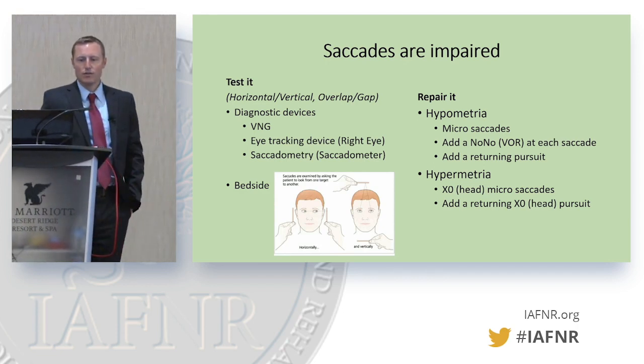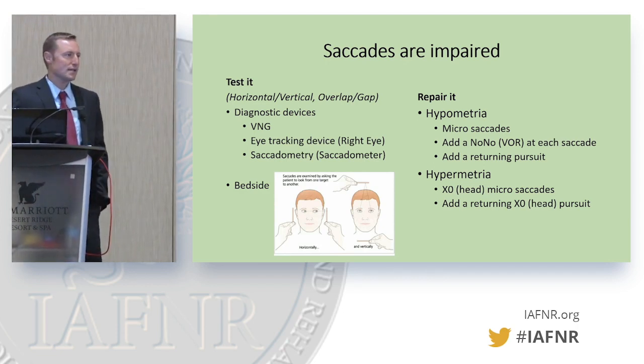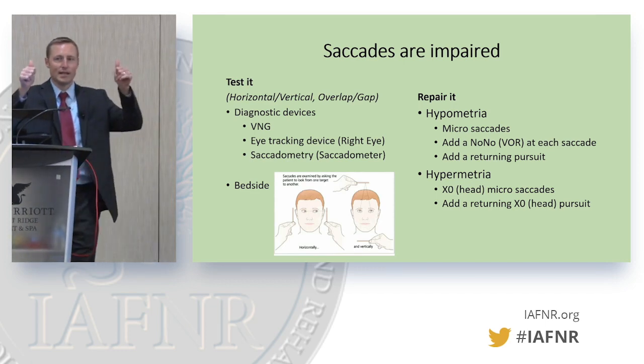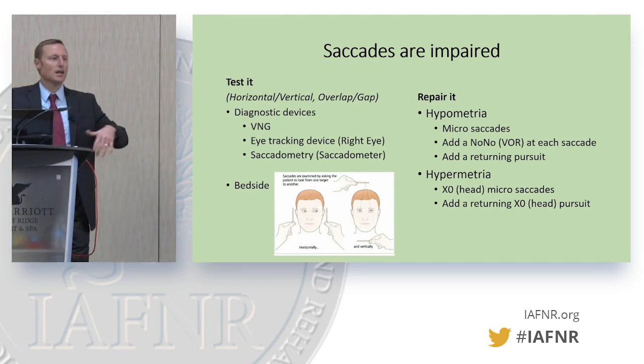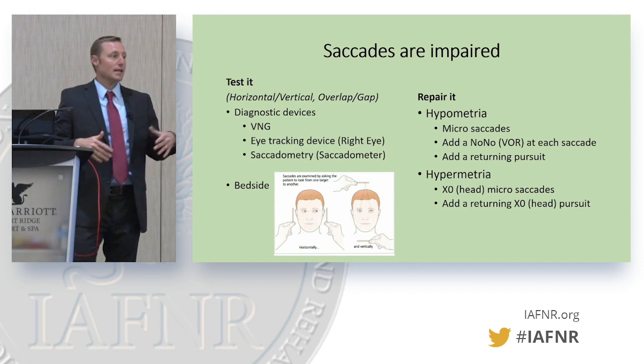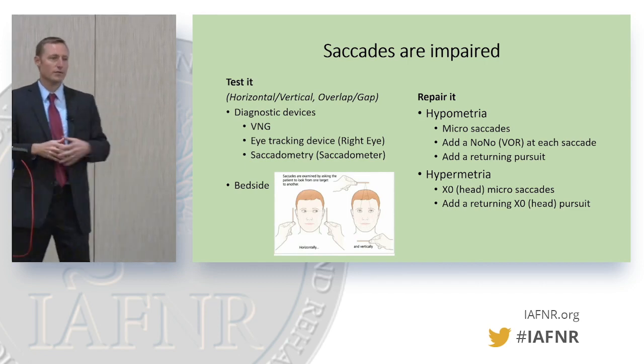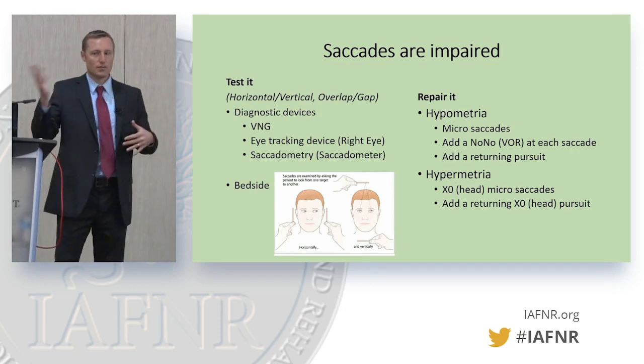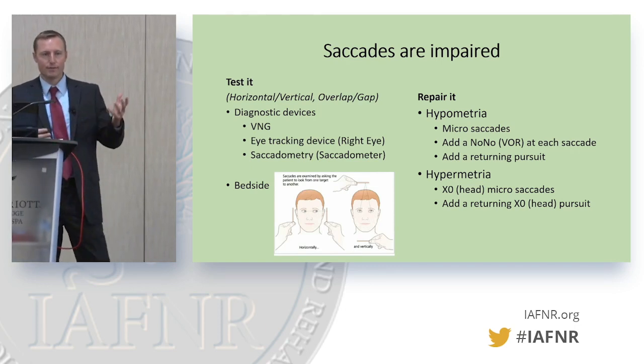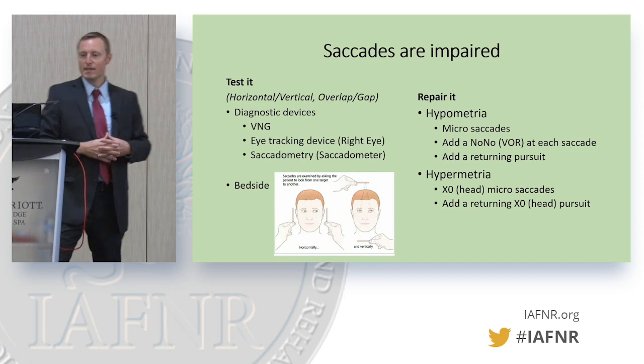So what if saccades are impaired? Well, again, we test them. We can do it at bedside. We can test them horizontally, vertically. What's the right compared to the left? And this is useful because when you compare right to left, you're comparing right brain to left brain, right? So you saccade to the left, that's the right brain. You saccade to the right, that's the left frontal lobe, to be more specific.